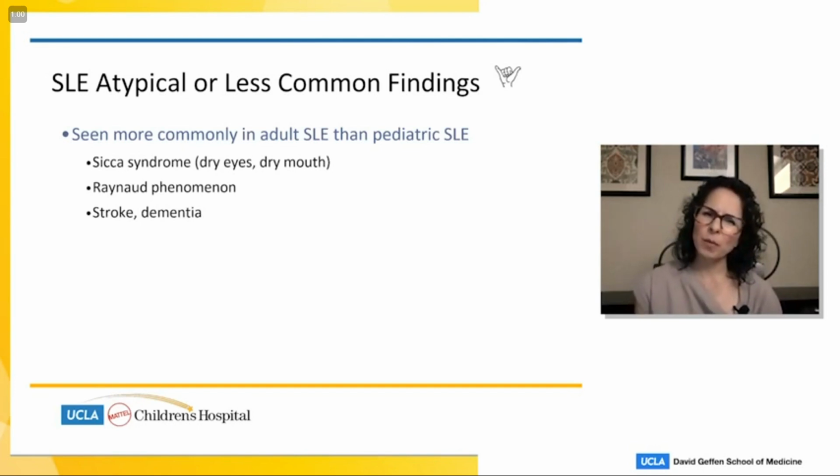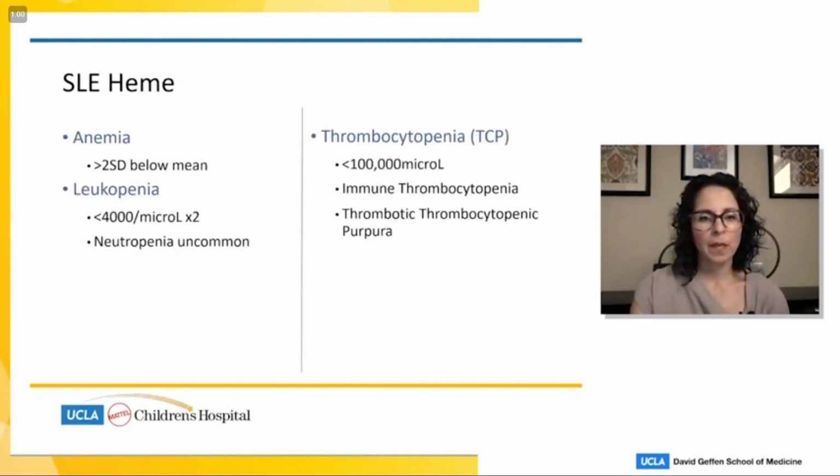ABP would like you to know about some of the atypical or less common findings. Compared to adult lupus, adults have Sicca syndrome more commonly. That's the dry eyes, dry mouth, seen in Sjogren's syndrome. More typically in adults, they have Raynaud's, even though in the pediatric population, they have that as well. There's a lot more stroke or dementia in the adult population compared to the pediatric population. I'm going to run through each of these organ-specific slides a little quickly, but I wanted to include them for your reference at a later time.